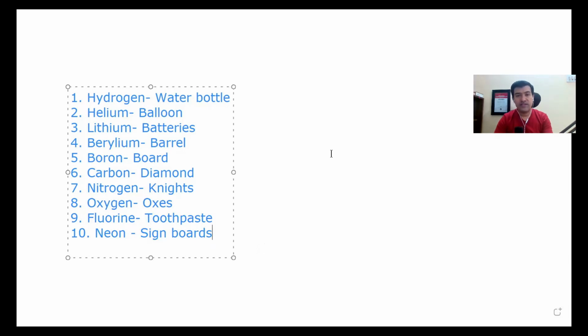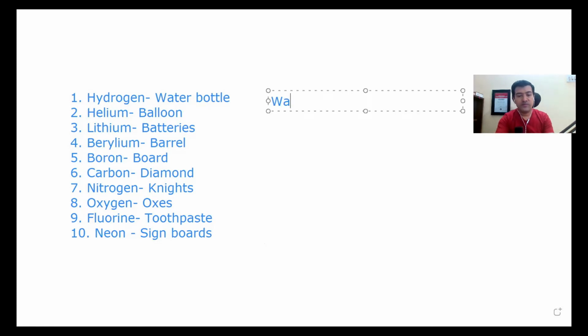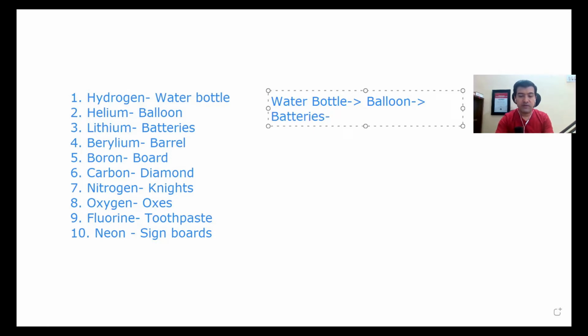How can you make a story? I'll tell you that also. You have to take two keywords together. Like water bottle, you have to connect with balloon. Then balloon you have to connect with batteries. Then batteries you have to connect with barrel. Then barrel connect with gold. Similarly, gold to diamond.